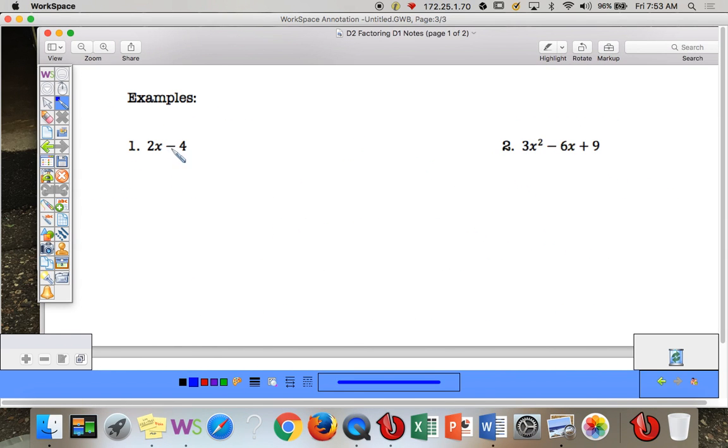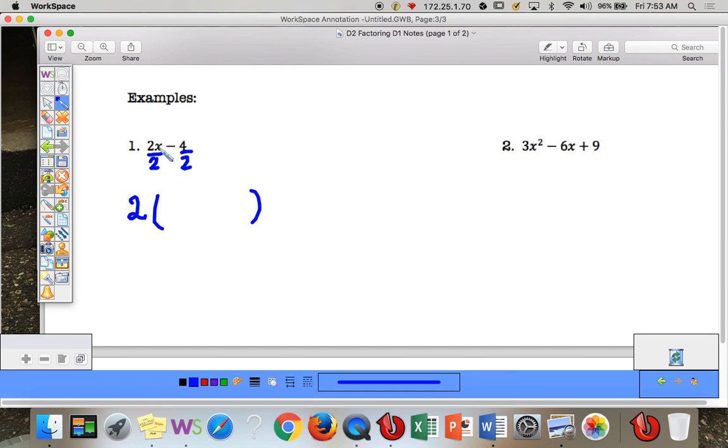So let's start with the 2x minus the 4. What's the biggest number we can divide a 2 and a 4 by and not get a fraction? That would be 2. There's only one x, so we can't pull anything else out. So 2 is the greatest common factor of 2x and 4. So now let's divide that 2 out of each of the terms.